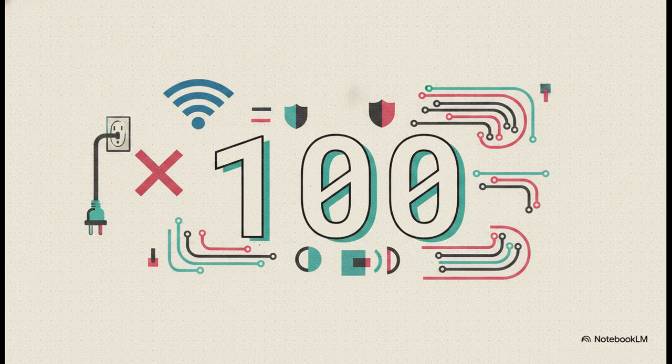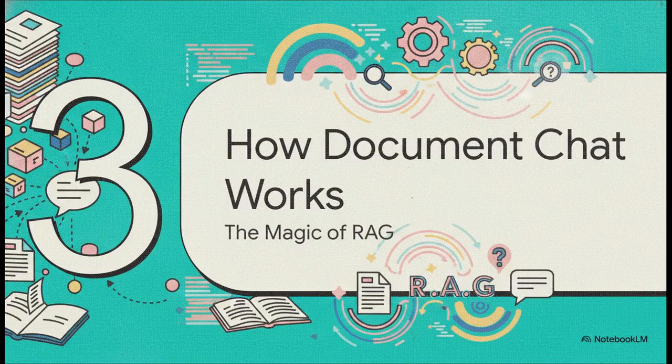When you're using local AI models with AnythingLLM, you can literally go pull the Ethernet cable out of the wall, turn off your Wi-Fi, and the whole thing still works flawlessly. You are not sending a single byte of data to a third-party provider. Total peace of mind. Okay, moving on to part three, how document chat works, and the magic of RAG.